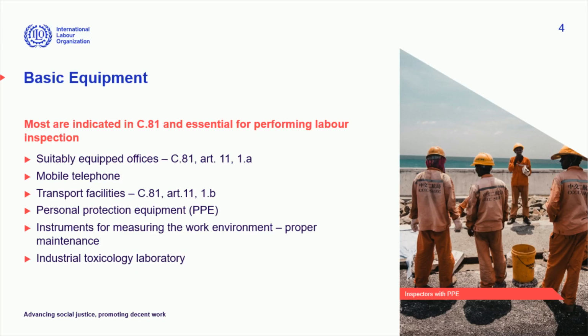Staff should also be equipped with personal protection equipment, with instruments for measuring the work environment, such as thermometers, hygrometers, light meters, sound meters and dosimeters. They should also have access to the services of the Industrial Toxicology Laboratory for analyzing samples, measuring the levels of chemical substances in the workplace atmosphere and identifying hazardous substances.